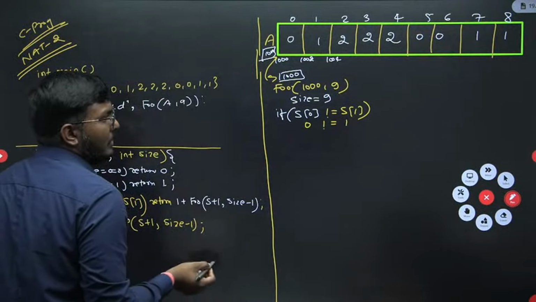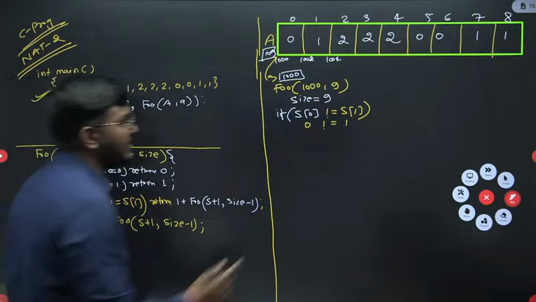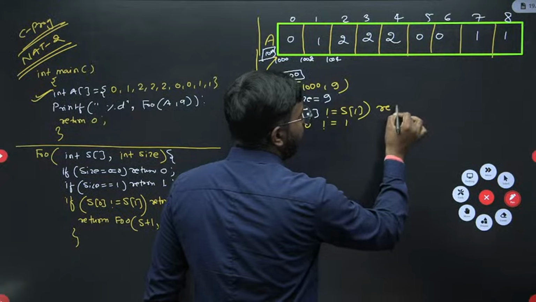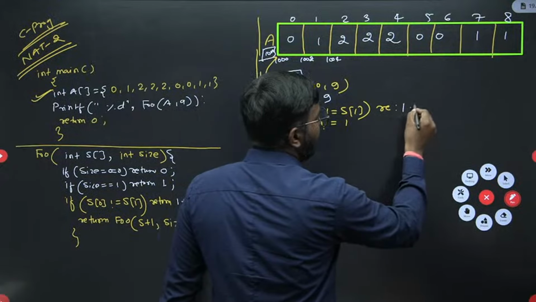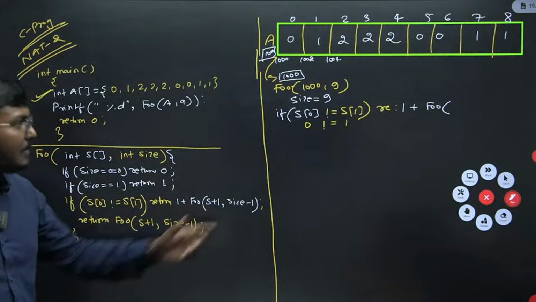It's true. Getting my point? If it's true, then simply call this return function. What is the return function? It says here 1 plus foo of S plus 1. What is S plus 1?